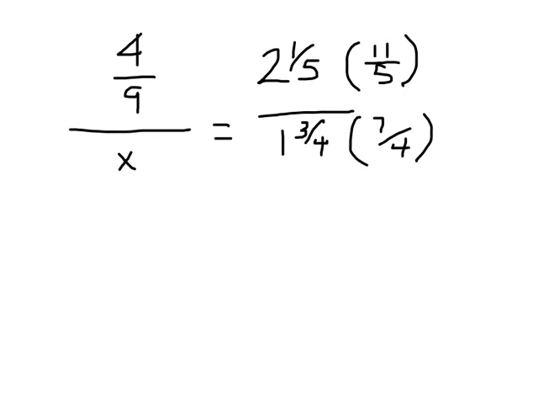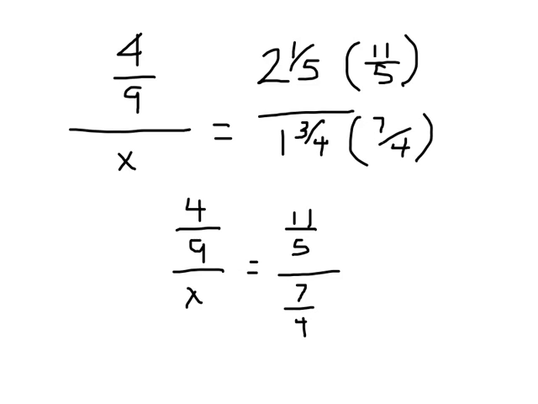The first thing you need to do when you've got these mixed numbers is turn them into an improper fraction. It just makes it so much easier. So 2 1/5 becomes 11/5. 1 3/4 becomes 7/4. So I'm going to rewrite my problem: 4/9 over x equals 11/5 over 7/4.